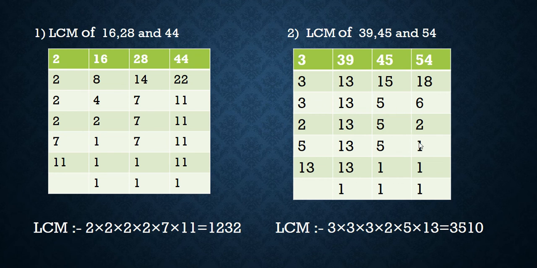Then 2 1s are 2, we got 1 over here. Then 5 1s are 5, 13 1s are 13. By multiplying all these numbers, we got 3510. That is the LCM of these three numbers.